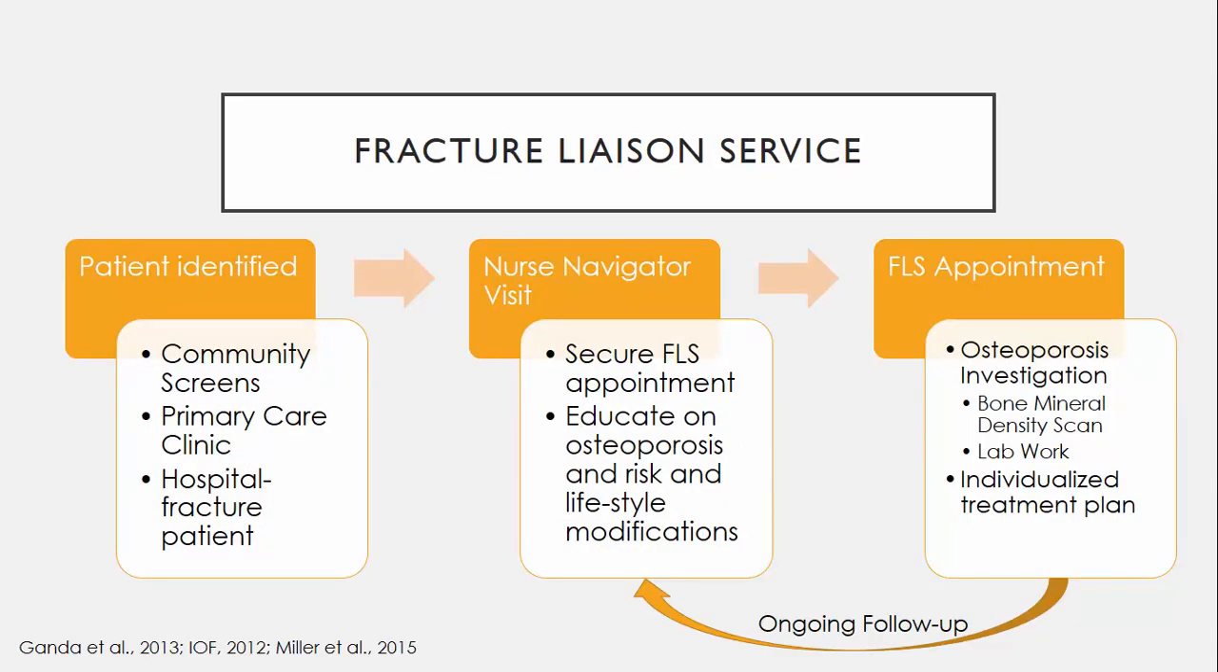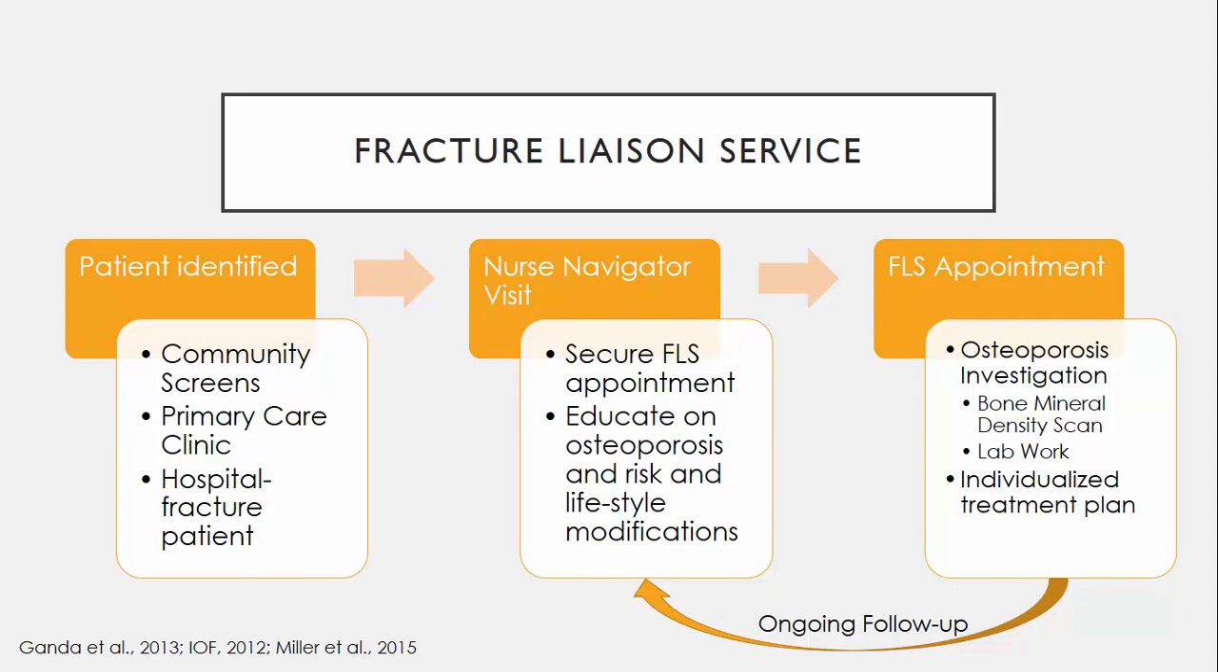Implementation of a fracture liaison service model of care results in the early identification and treatment of osteoporosis. And this results in reduced secondary fracture rates, improved treatment initiation and compliance, and improved quality of life. So fracture liaison service is a secondary prevention program.